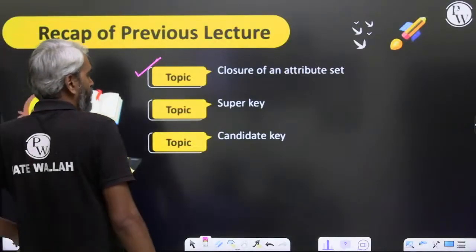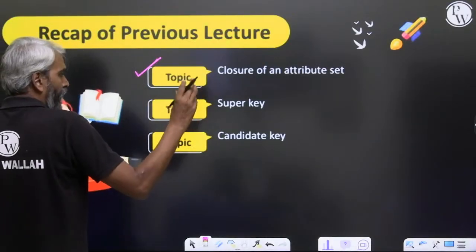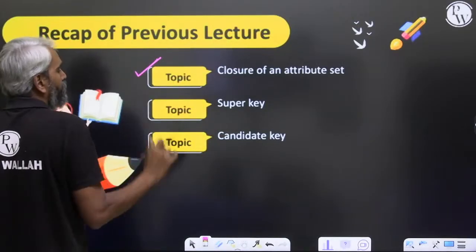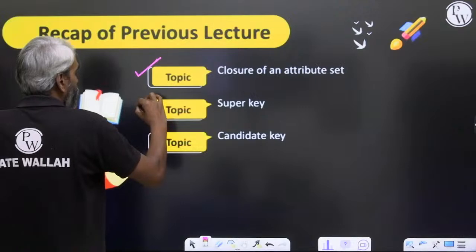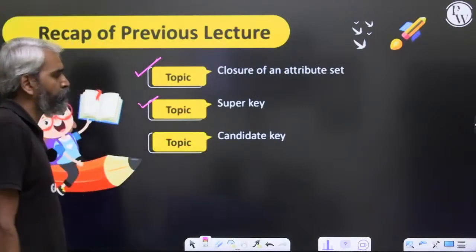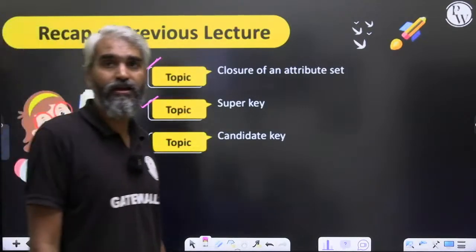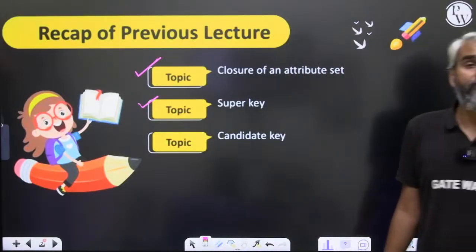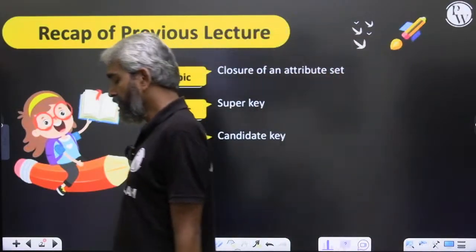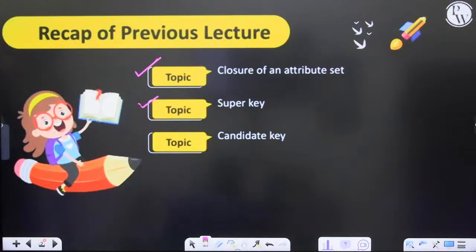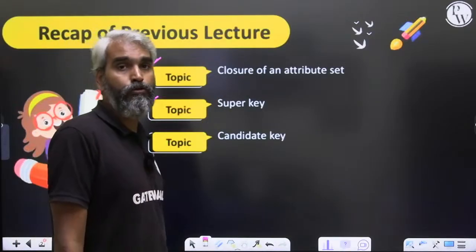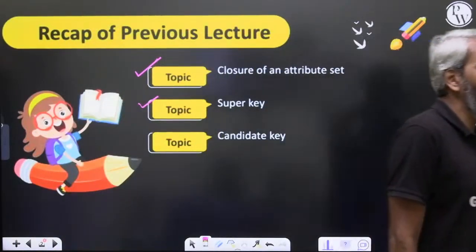Now, if you have a set of attributes whose closure contains all the attributes of the relation, then that set of attributes will be called a super key, because a super key is actually nothing but a set of attributes that can determine all the attributes, right? So if you have a set of attributes whose closure contains all the attributes of the relation, then you got your super key. Now the only thing that you need to check is whether that super key is minimal or not.